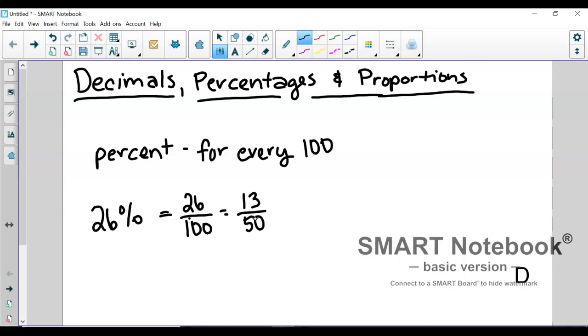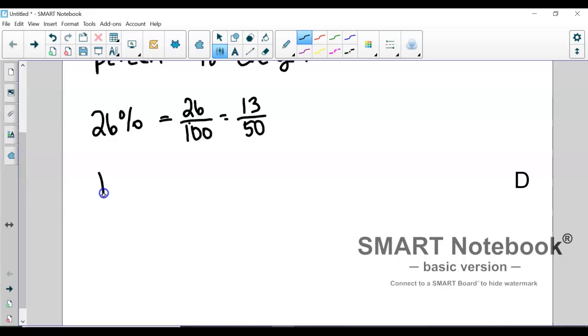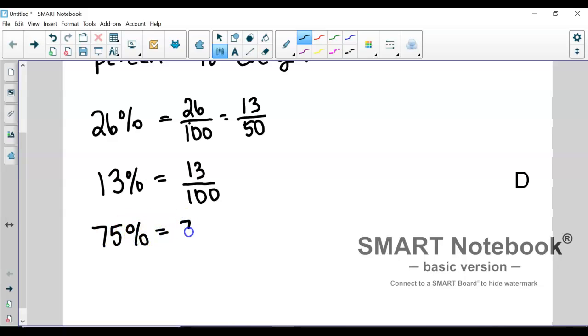So if we have something like 13% and we want to write it as a fraction, we can write that as 13 over 100. That will not reduce. Maybe we have something like 75%, and we could write that as 75 over 100. And of course that will reduce because you could divide the top and the bottom of this fraction by 25. So that would be 3 fourths if you reduce it.